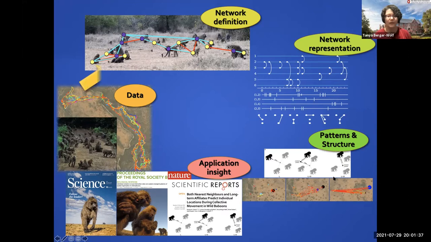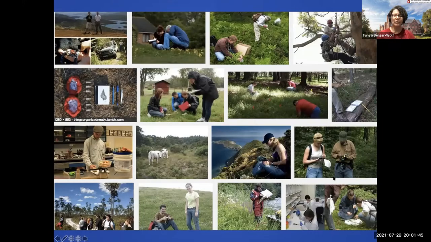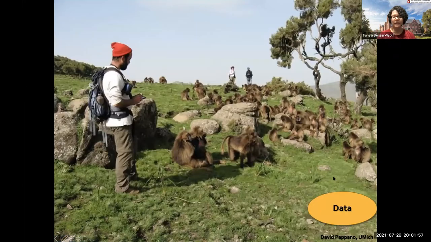So, data. When we talk about ecological data or data about social animals, typically the data collection process looks like this. Ecologists go out in the field, observing, getting environmental data, observing animals. This is one of my former postdocs, David Papano, who is studying gelada baboons. So this is not ice cream, spelled differently, but they're herbivorous, completely herbivorous. They're not baboons either. They're completely herbivorous primates in Ethiopia.